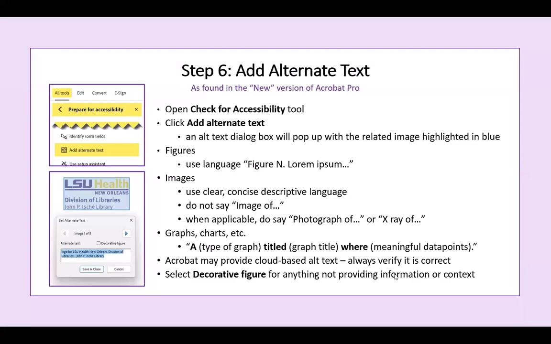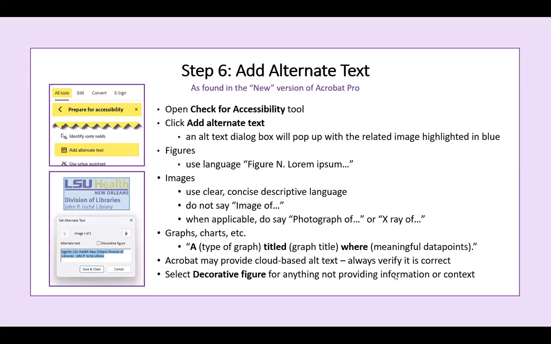Adding alternate text, or alt text. Again, you'll go from the check for accessibility tool and click on add alternate text. Another dialog box will pop open and the related image will be highlighted in blue. It may take some time finding it, because sometimes Adobe will select something a little bit decorative, a little line that separates text blocks, and consider it to be an image. So sometimes it's hard to find what is actually being highlighted.